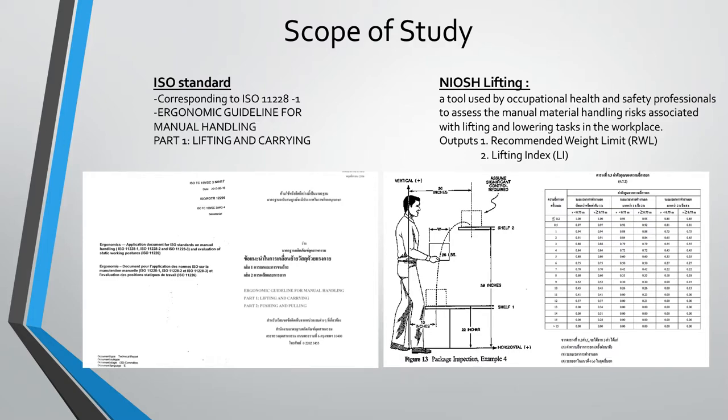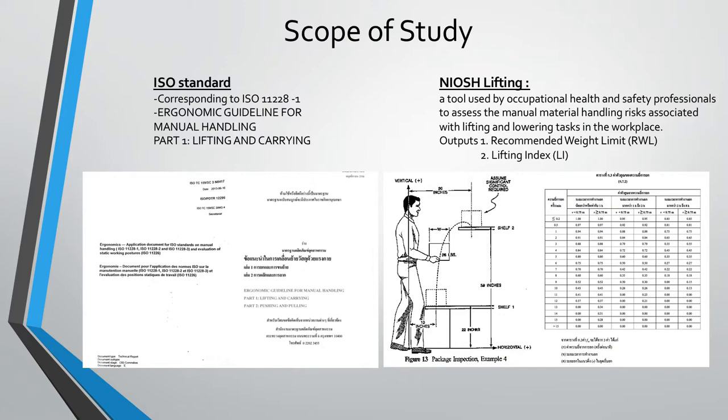So for the scope of study, ISO 11228-1 Part 1, which is concerning lifting and carrying, will be used in our research. The theory does not involve movement of any lifting task. It just includes the way we lift and carry an object in a static time.